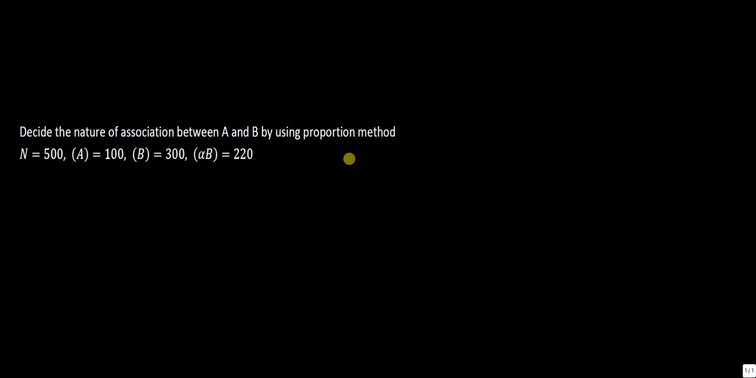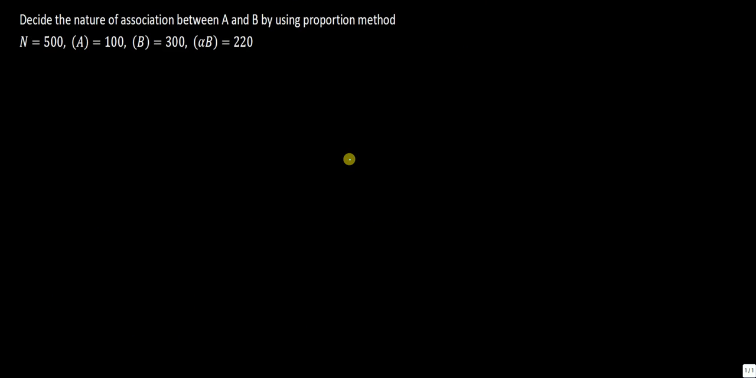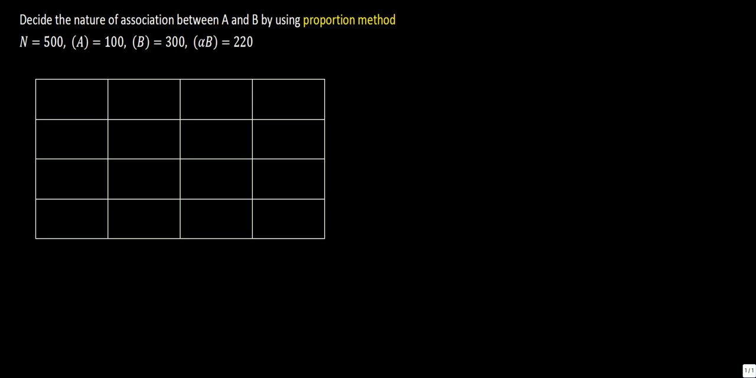So here is our first sum, question number 1. Discuss the nature of association between A and B by using proportion method. It is clearly given that you have to use proportion method. Otherwise, you can use comparison of observed and expected frequencies. So first we need our table. So here is our table.